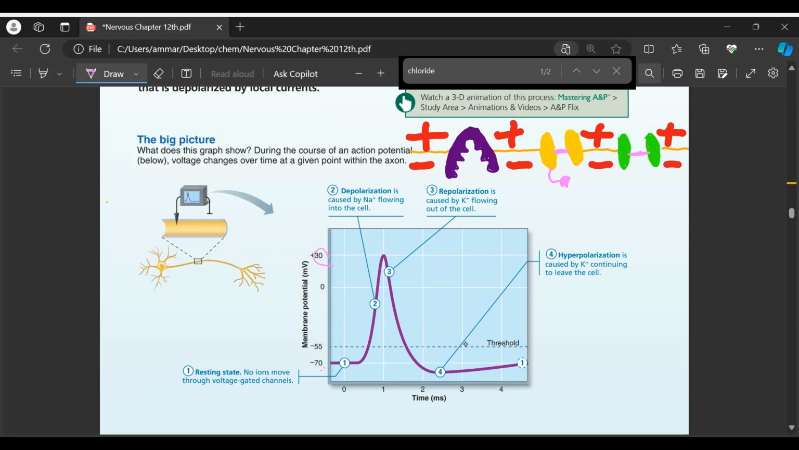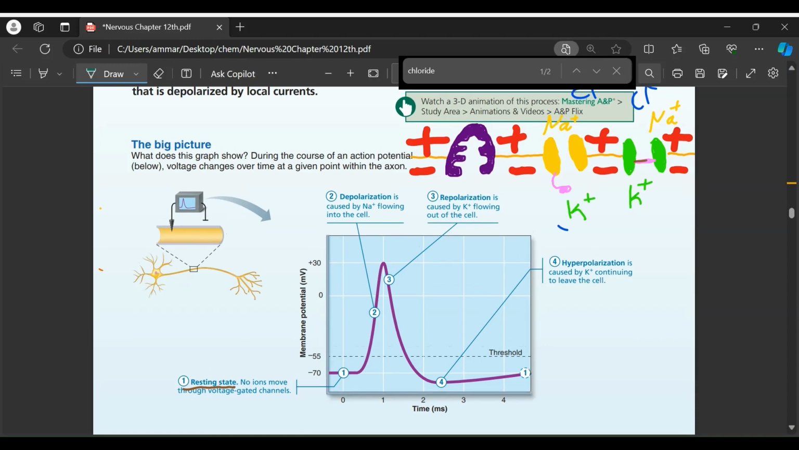What does plus 30 and minus 70 mean? So, what is 30? 30 is the membrane potential, we said. What is membrane potential? It is the voltage difference between the inside and the outside. So, the positive and negative signs indicate the charge on the inside of the membrane, okay? So here, plus 30, which is the maximum level, means that the inside is 30 millivolts, since the y-axis unit is millivolt, 30 millivolts more than the outside. And the resting state, minus 70 millivolts, means that the inside is 70 millivolts less than the outside. This is just for clarification, just to know what these numbers represent. So now, repolarization is caused by potassium ions flowing out of the cell.